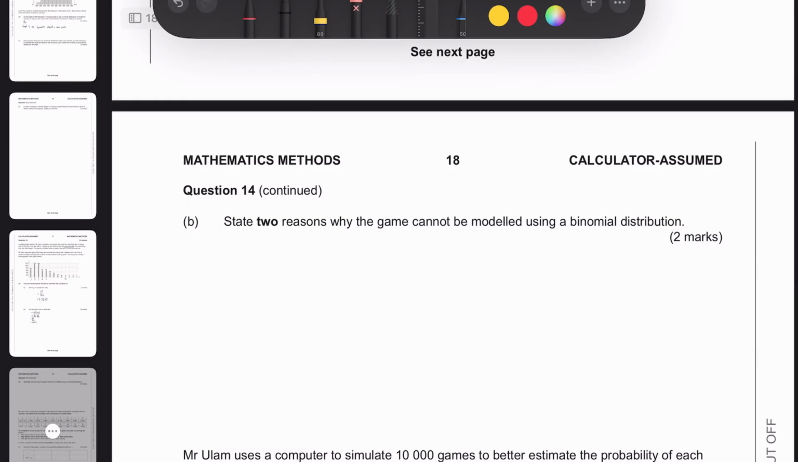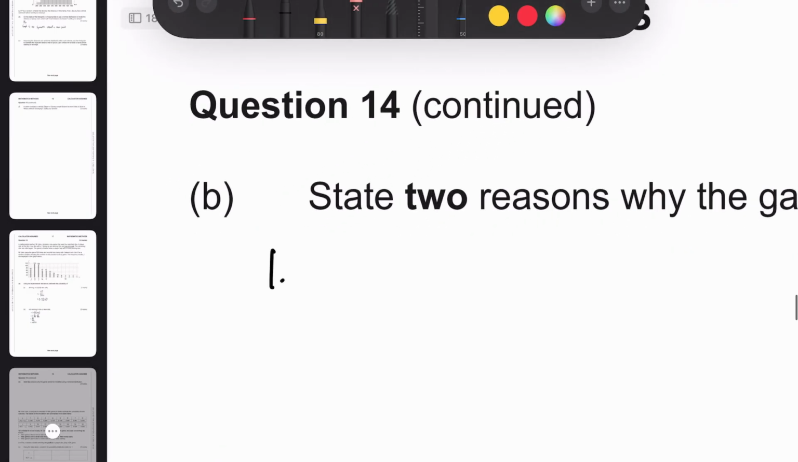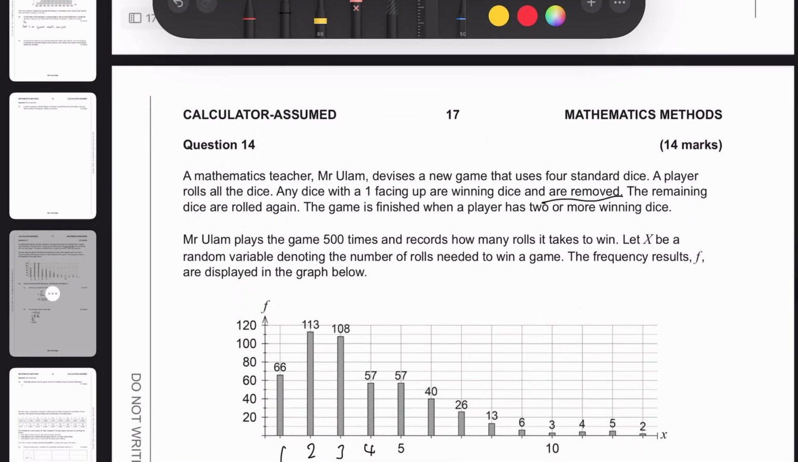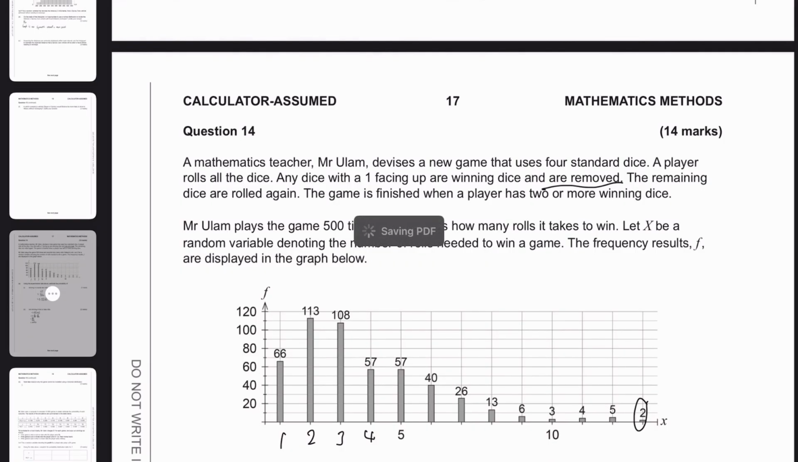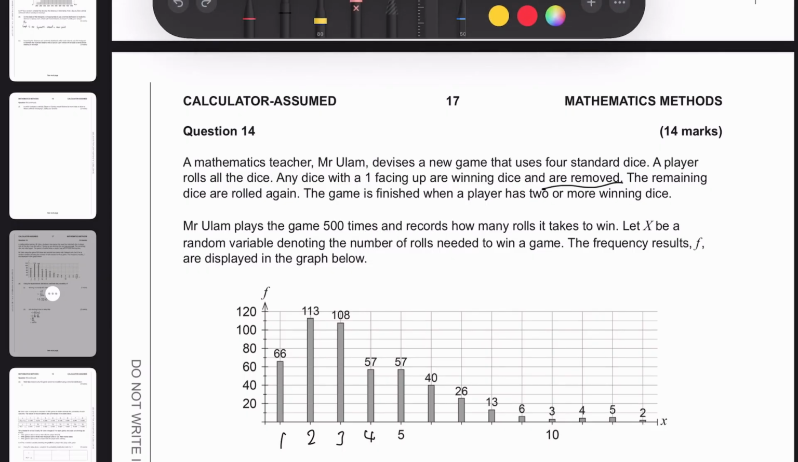Say 2 reasons why the game cannot be modeled using a binomial distribution. Okay, remember binomial distribution, one factor is that it must be the same number of trials every single time. However, in this, the trials are not the same every time. Instead, the number of Bernoulli trials that you're doing is changing between each game. Because for example, you might win in the first round straight away, but then sometimes it takes all the way up to, what is that, like 14 rounds to win the game.